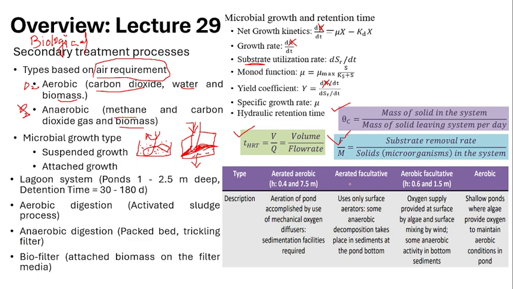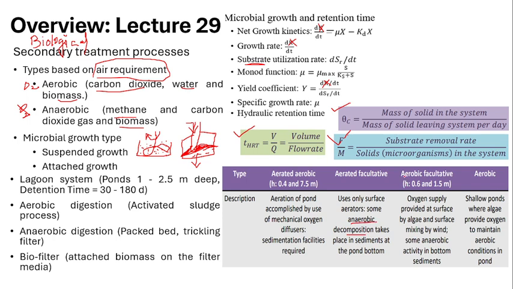And this is a table indicating the different types of lagoon system. A lagoon can be aerated aerobic, aerated facultative, aerobic facultative, or aerobic. The main difference is very simple. Aerated aerobic means aeration of the pond is accomplished by use of mechanical oxygen diffusers. We are providing the oxygen. And sedimentation is also there. It is completely aerobic. And then aerated facultative. Facultative means it contains both. It uses the surface aerators only, and at the bottom it will have anaerobic decomposition.